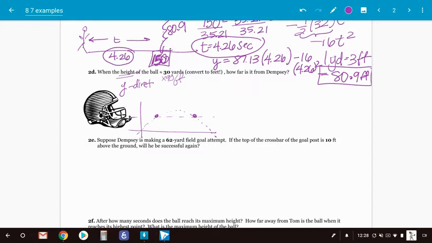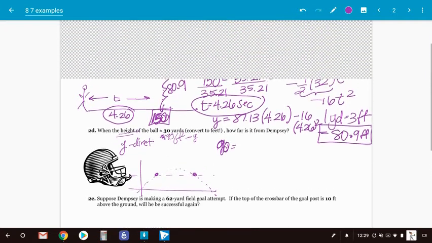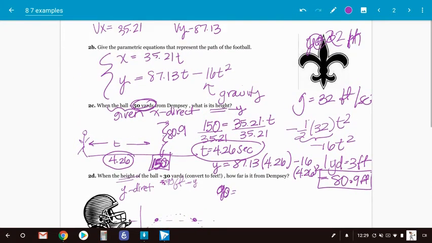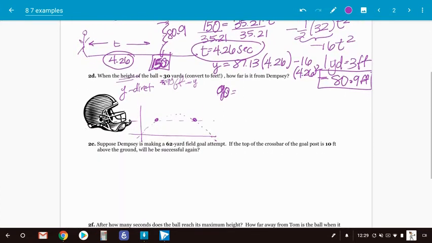Okay, it probably hit 90 feet on its way up, kept going, and then when it fell back down due to gravity, it hit 90 again. This is my y answer, okay, because y is the height. So I need to say y, not y equals, but 90 equals my y equation, which was, I think I still have it up here, 87.13 t minus 16 t squared.